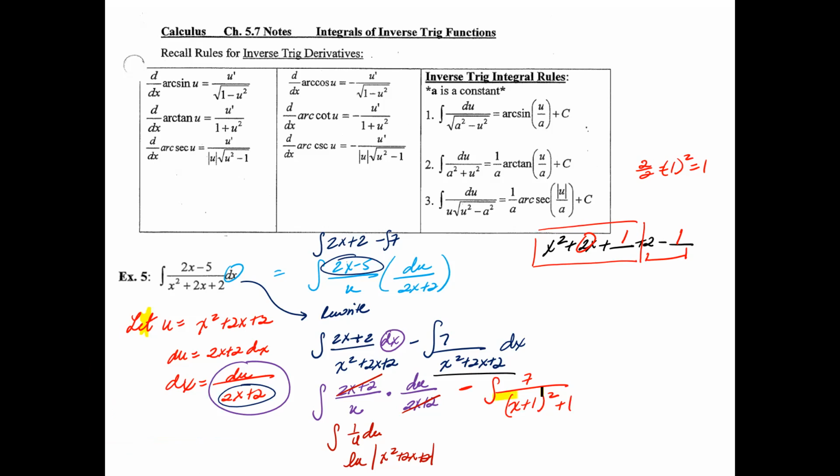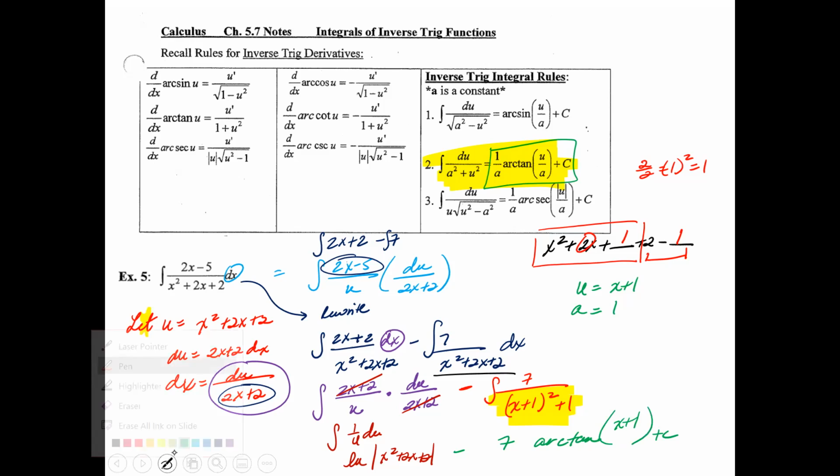Now, which formula matches this? Well, given the fact that there's a plus sign, it's probably going to be number 2 right here. So looking at this, I can see that my u is going to be x plus 1, and a is just going to be 1. And you know that the integral of this is 1 over a. So minus, don't forget your 7, 1 over a, which is 1, arctangent of u, x plus 1, over a, which is 1, plus C. Now, if you would like to clean this up a little bit, you should realize that 7 times 1 over 1 is just a 7, arctangent of x plus 1 plus C. And this right here is going to be your answer for this integral.